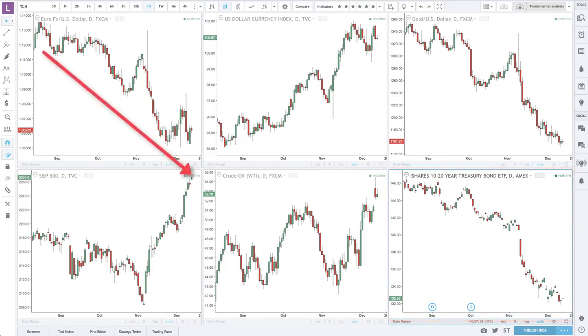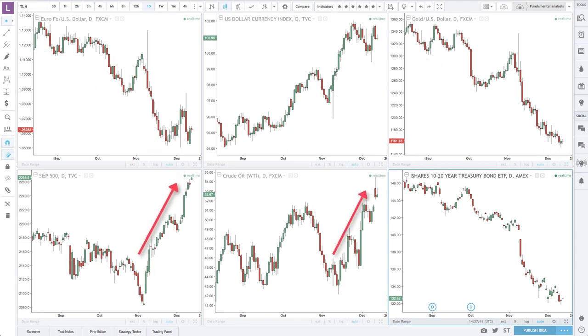The euro-dollar forex currency pair is currently trending down, which means the US dollar is the stronger currency. This is backed up by the US dollar index, which is clearly in an uptrend. We can also see another correlated market to the US dollar index, which is gold, and that is trending downwards, giving us confluence of a strong US dollar.